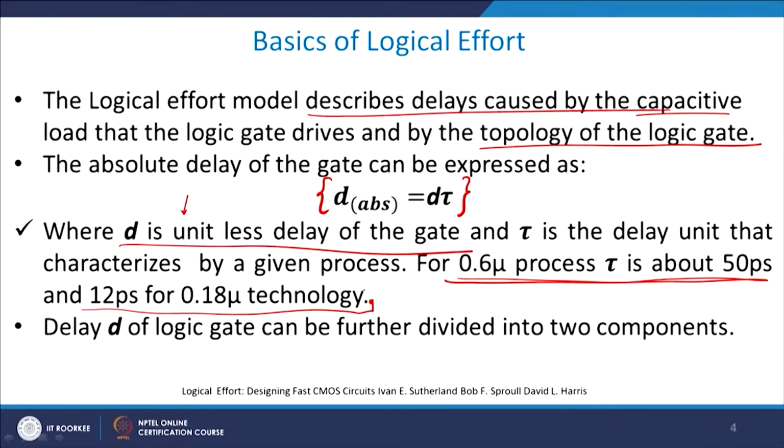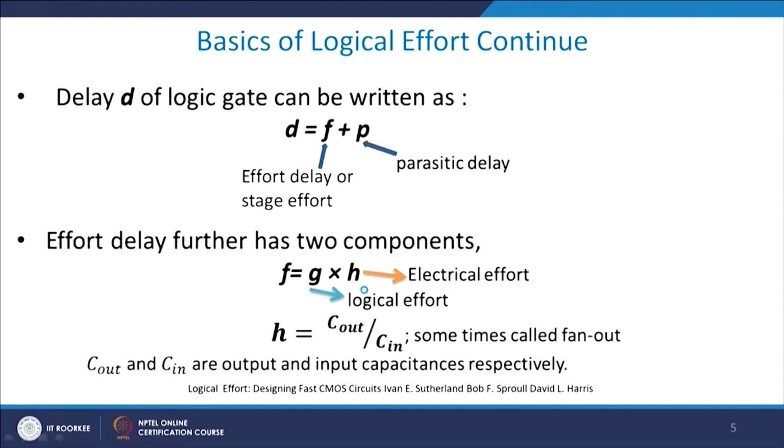Now, why do you multiply both of them? The reason you multiply is that tau is the delay unit. So, if tau is the delay unit, right, picosecond, if tau is 1 picosecond and D is the delay unit by virtue of the fabrication, we can actually find out the total delay to be equal to D into tau, right. Now, the delay of a logical gate D can therefore be broken up into two parts. One is known as the stage effort or effort delay, and another is the parasitic delay.